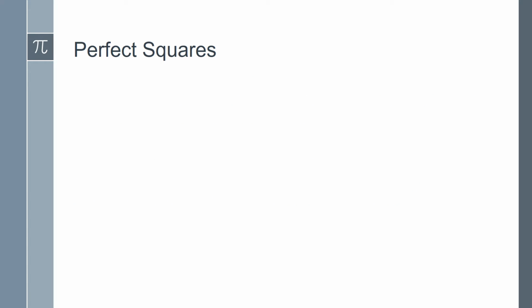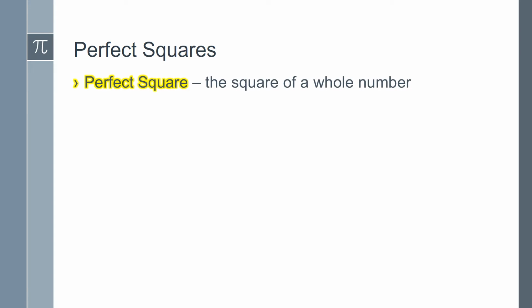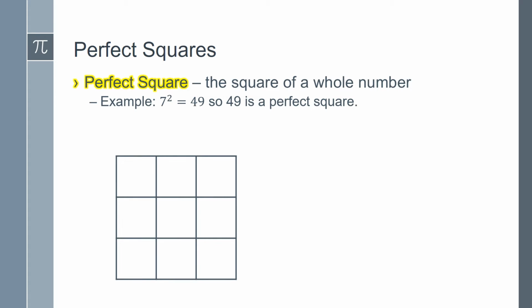We should start with the definition of a perfect square. A perfect square is the square of a whole number. For example, 7 squared equals 49, so 49 is a perfect square. If you drew a square, you could see how this works. We have 3 squares going across and 3 squares going down. So 3 units times 3 units is 9 square units. 9 is a perfect square.